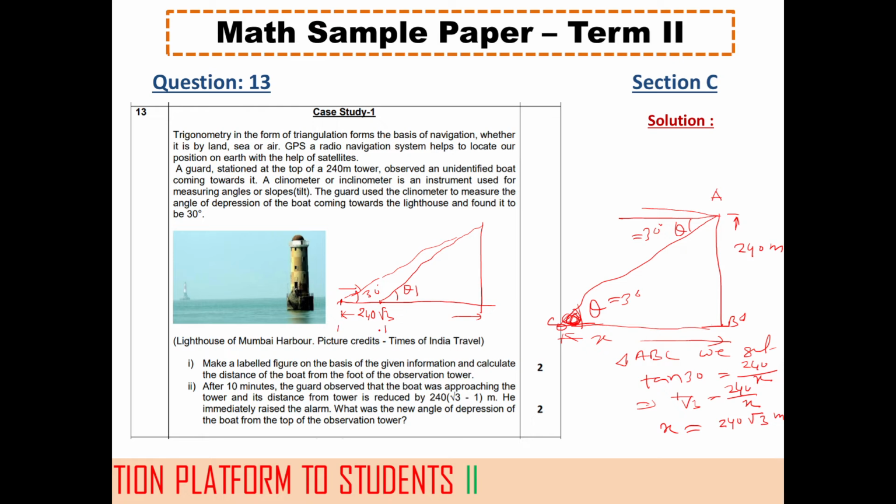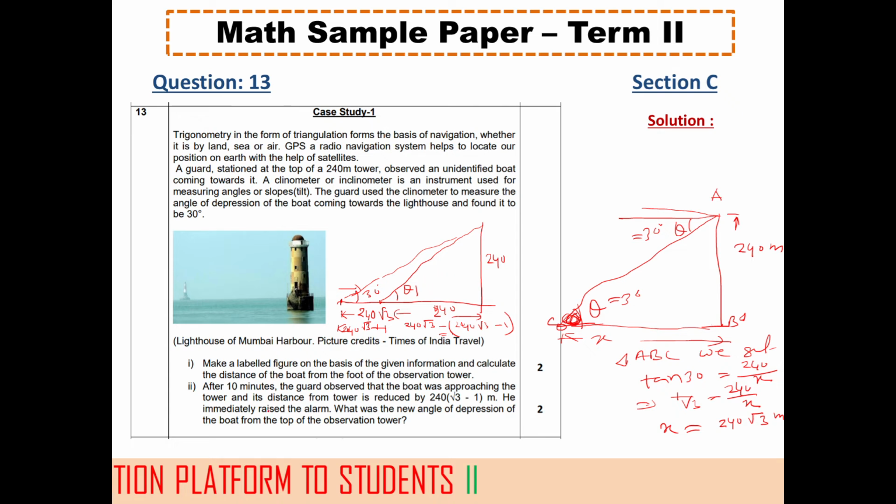This portion is 240 root 3 minus 1. So what will be this portion? This portion would be 240 root 3 minus 240 root 3 minus 1. On simplification I am getting this is 1. So this will be 1 only. So, not 1 meter, this will be 240. This will be 240 meter, and this is 240 meter already given.